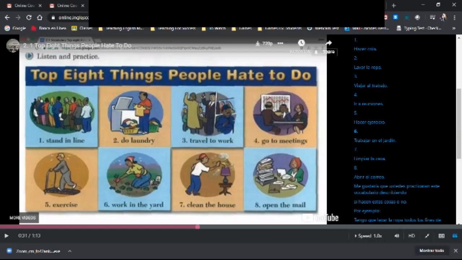What is the general question for the simple present? What do you do? Very good. What do you do? Everybody. What do you do? Yes, what do you do? Everybody, please. What do you do? Very good. So what is the answer? I stand in line. There you go. Yes, I stand in line. Everybody. I stand in line. Very good.